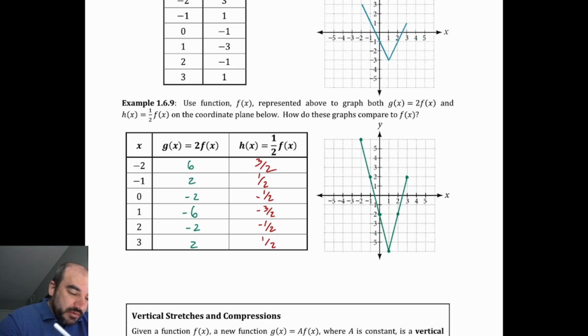So negative 2 comma 3/2. 3/2 is 1 and 1/2, so we go negative 2 comma 1 and 1/2, which would be here. Negative 1 comma 1/2, which is here. 0 comma negative 1/2. 1 comma negative 3/2. 2 comma negative 1/2. And 3 comma 1/2.